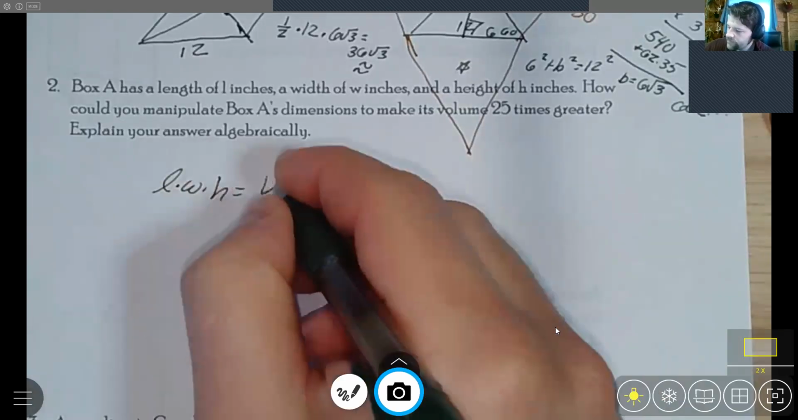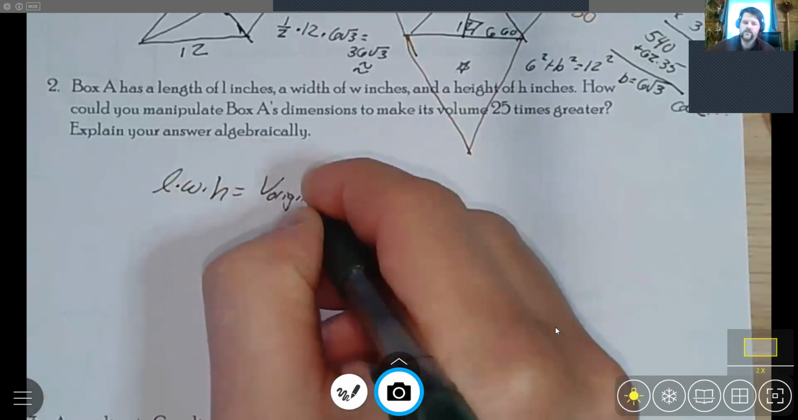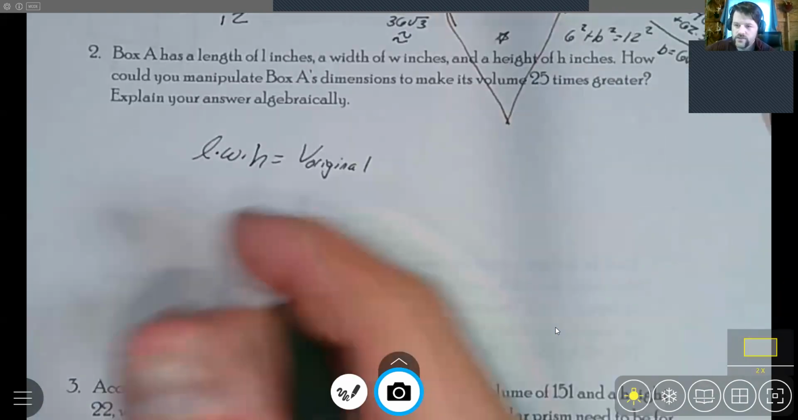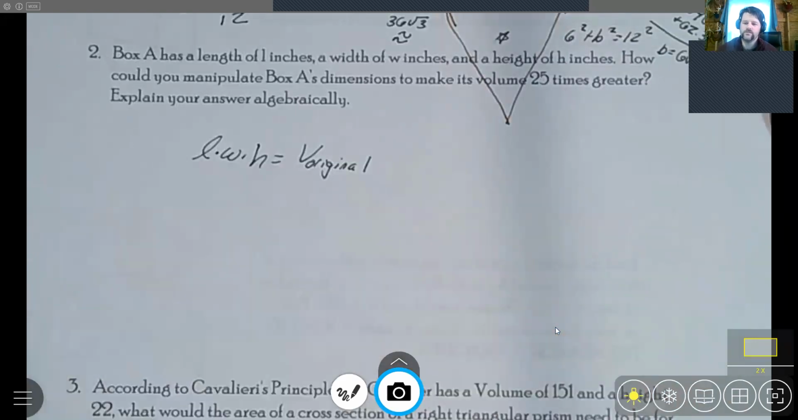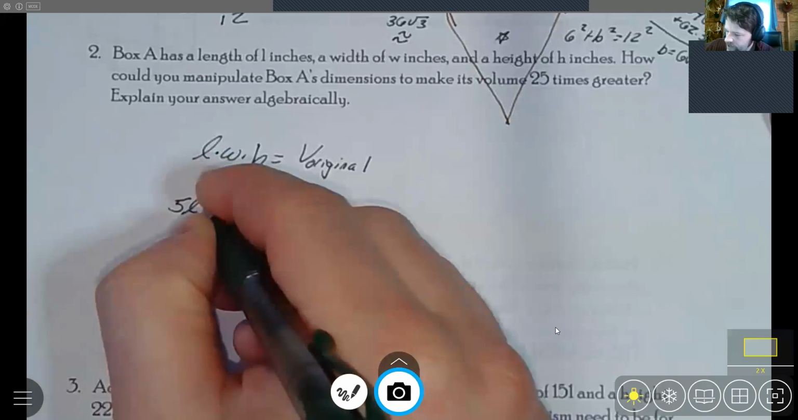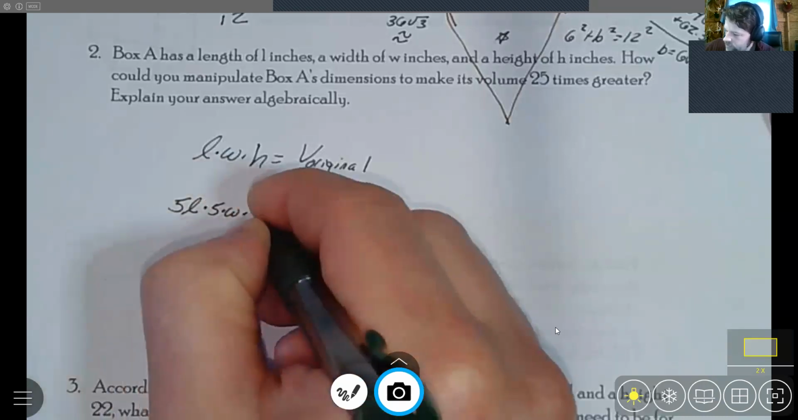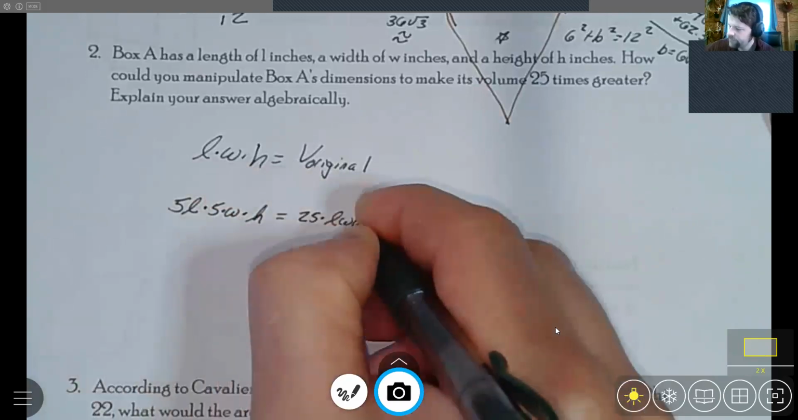So I'll just put volume original here. It's just L times W times H. Now, we want the volume to be 25 times greater. So we just have to manipulate our dimensions, multiply our dimensions by numbers that multiply together to get 25. So you could do something simple like 5L times 5W times H, which would give you 25 times LWH.